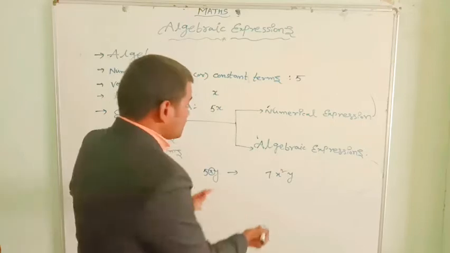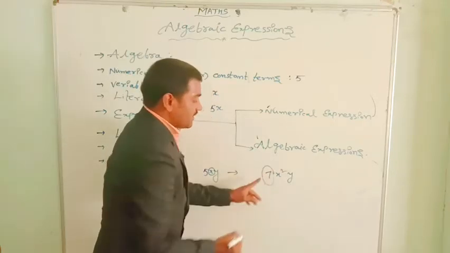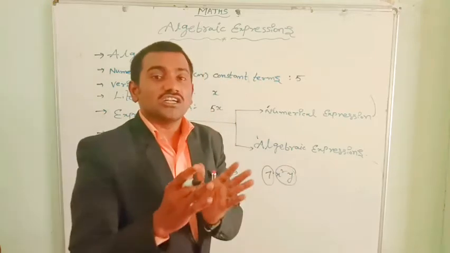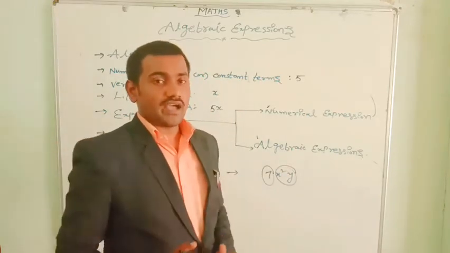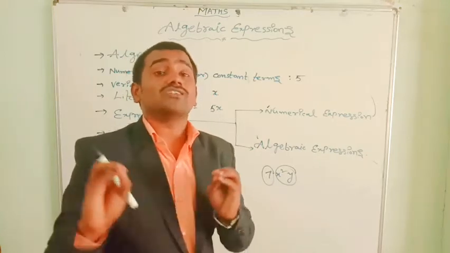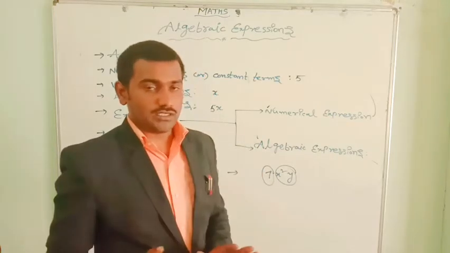A numerical coefficient is, you see, this 7 is a numerical coefficient. If it contains variables, it's known as a literal coefficient or algebraic coefficient. They are different. So you just need to know what a coefficient is. That's it. Not the types of coefficients.